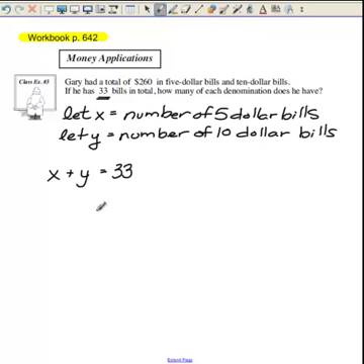But now I'm going to have to come up with the second equation that would involve the value of the money. So I know $5 bills have a value of $5. So I'm going to write 5x to represent the value, plus the value of $10 bills, which is 10y, altogether is going to equal $260. So this is something funny that does come up when you're dealing with money. If something has a value, you'll have to use that value in your second equation.